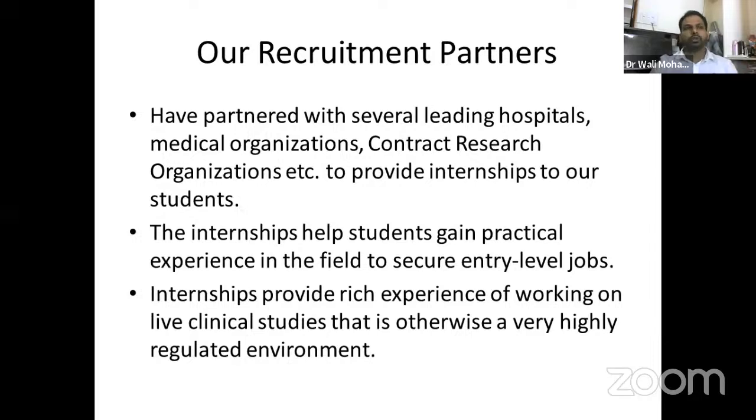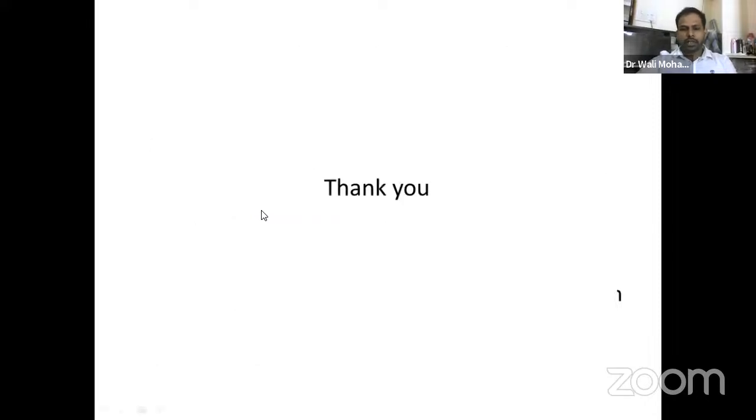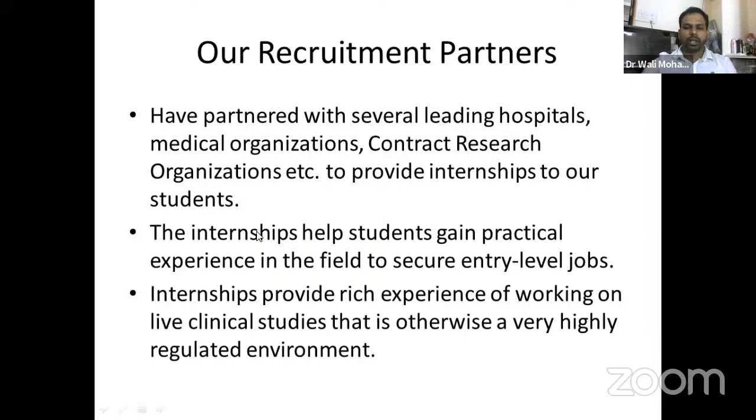I will be giving you a lot of real-time projects: how SAEs will be reported, how the protocol looks, how we need to manage regulatory authorities' queries. So there are a lot of jobs we need to look into. The recruitment partner will definitely assist you in getting hired for a job once you're done with your course. So guys, this is the basic of what I can say about clinical research. If you have any queries, you can go ahead and ask me.